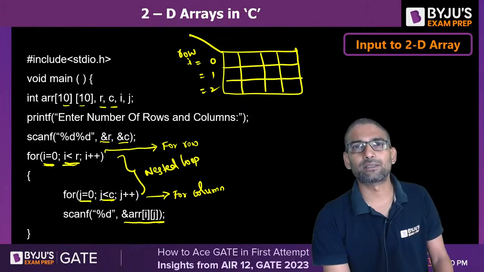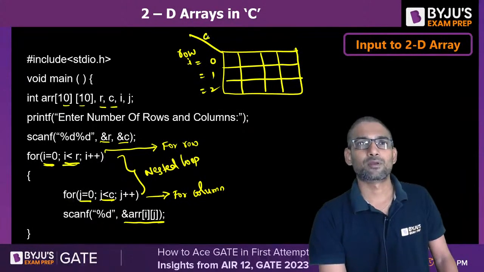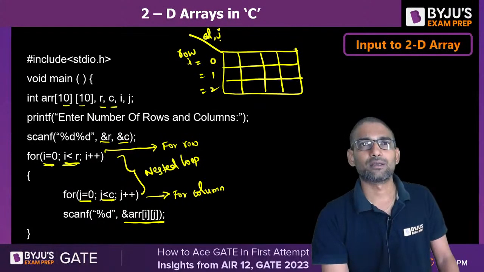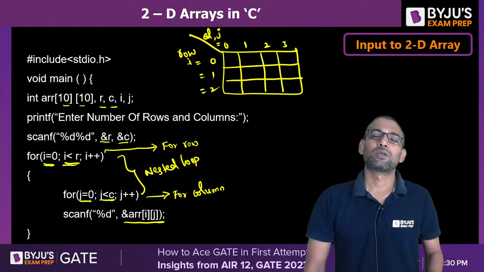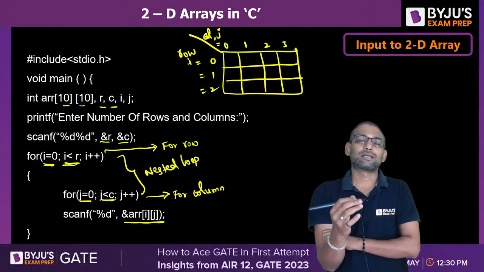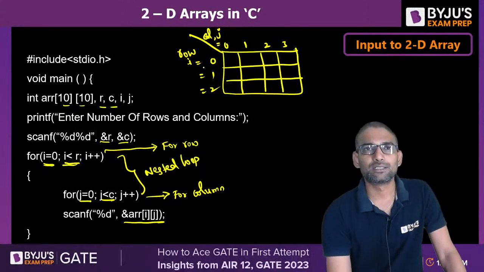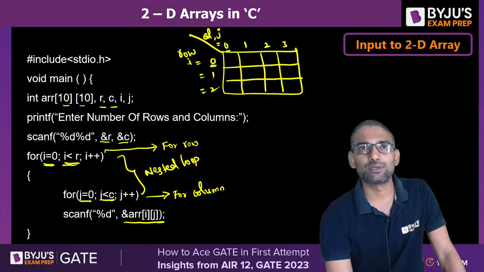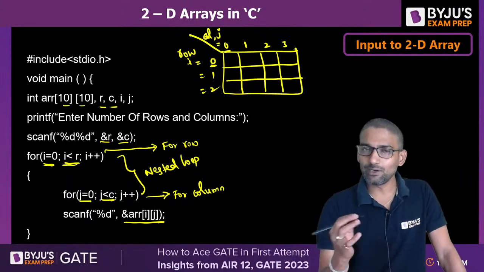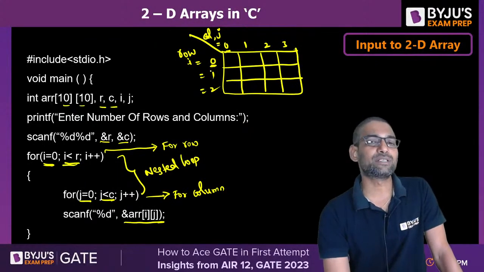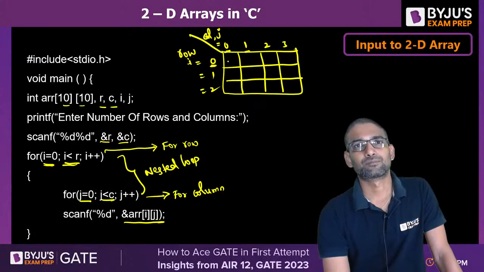Suppose I am taking 3 rows, 4 columns. Column is j. So j can be equal to 0 or 1 or 2 or 3. So the first value that is entered should be stored in 0th row, 0th column. Second value, row number should be 0 only, column number should change. Right?